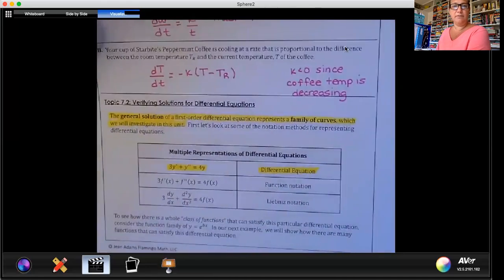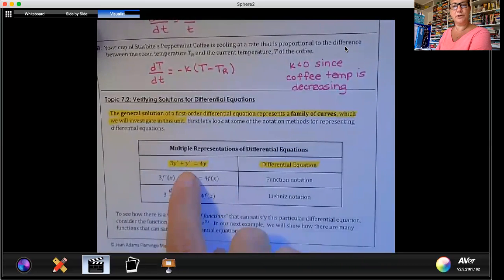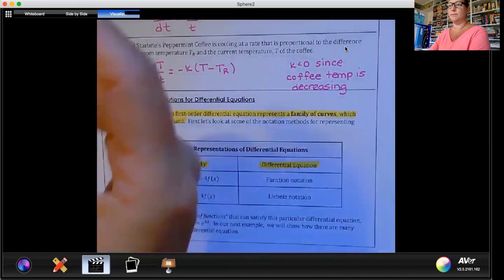The general solution of a first order differential equation represents a family of curves, which we will investigate in this unit. Here is what your differential equation will look like, and we're going to start looking at that on the next example at the top of the next page.